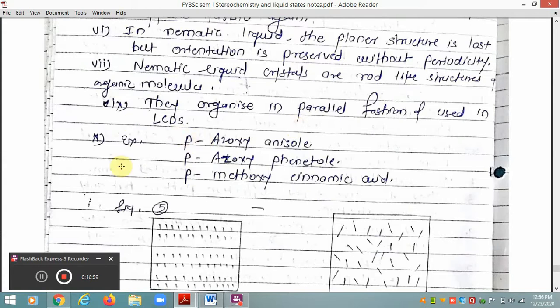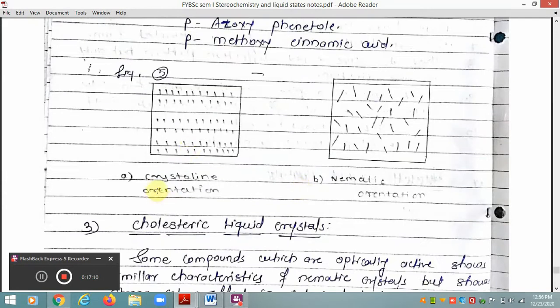The examples of nematic liquid crystals are para-azoxyanisole, para-azoxyphenetole, and para-azoxycinnamic acid. This is the crystalline orientation, and this is the nematic orientation. I hope this is clear, and this is the random orientation.